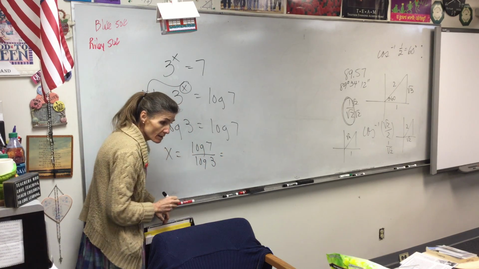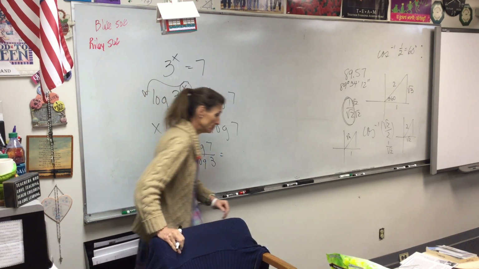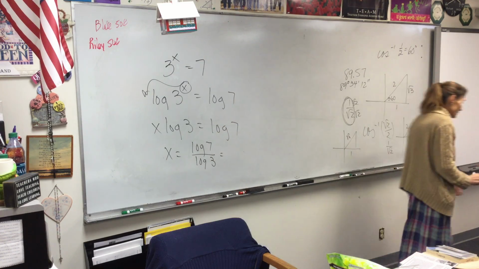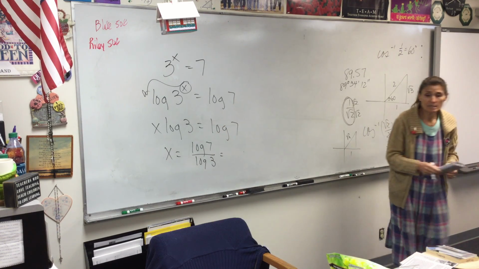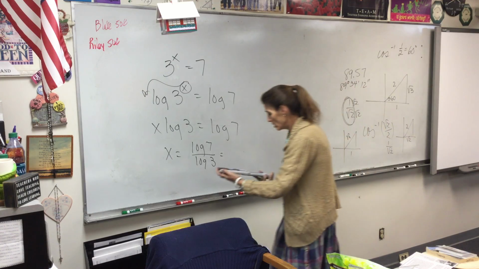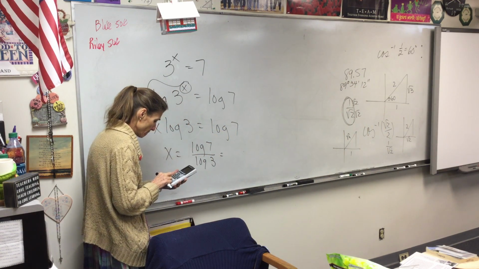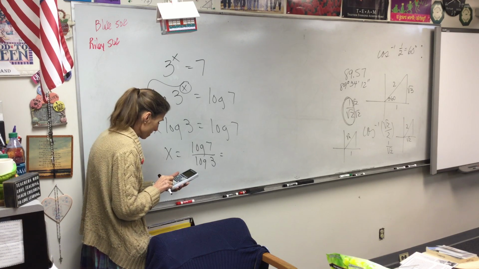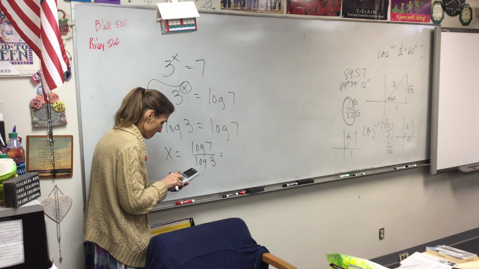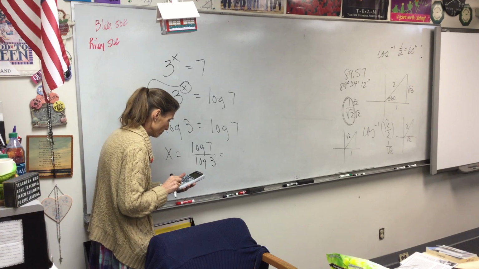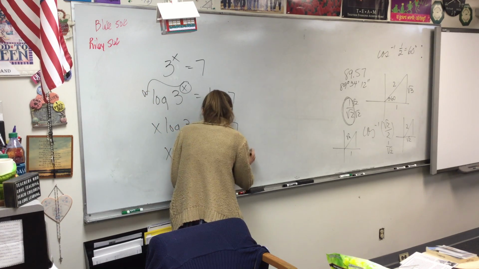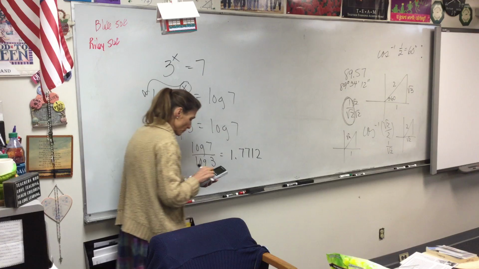And we type it into our calculator carefully, making sure we're closing all the parentheses we need to close. I got 1.7712. What about you?